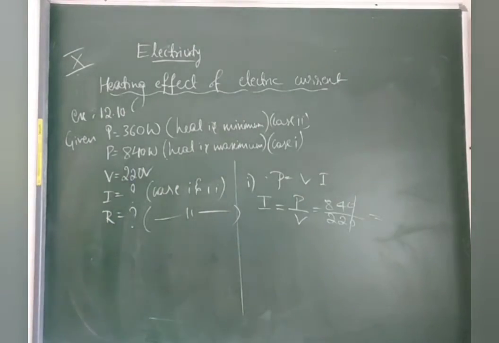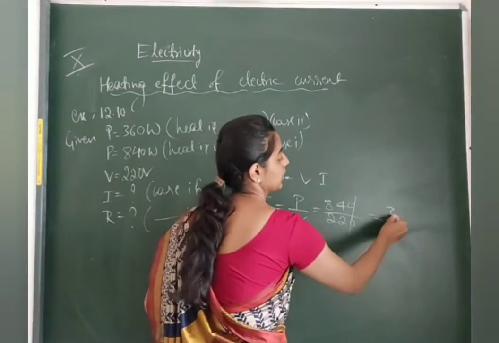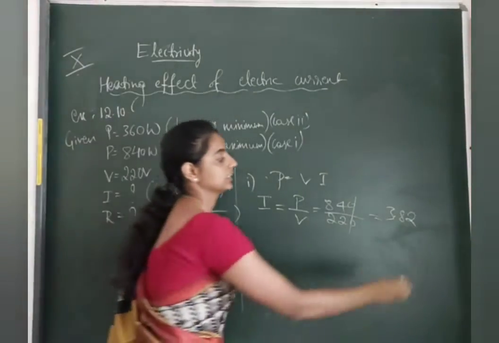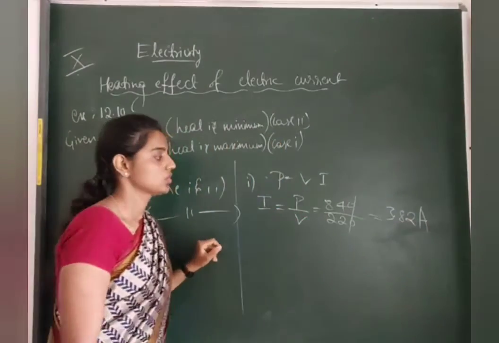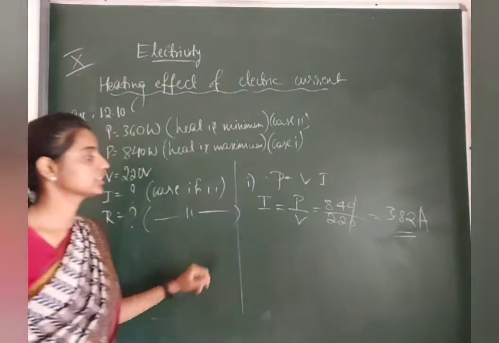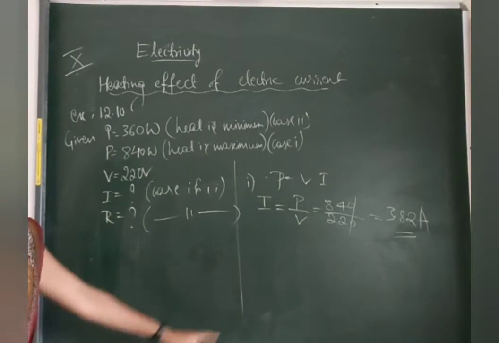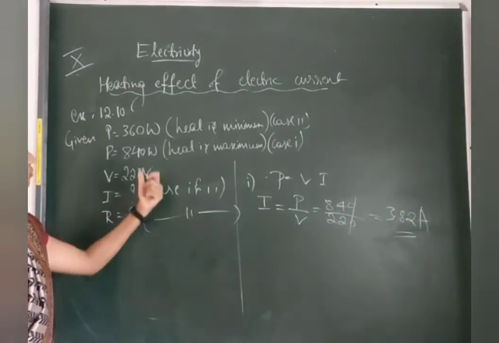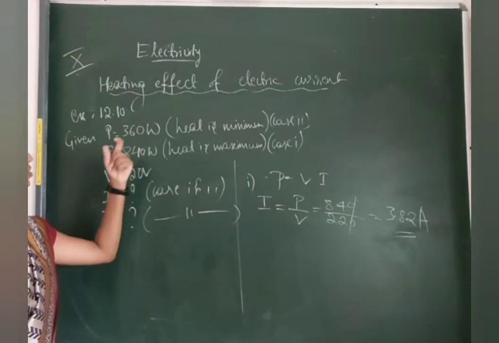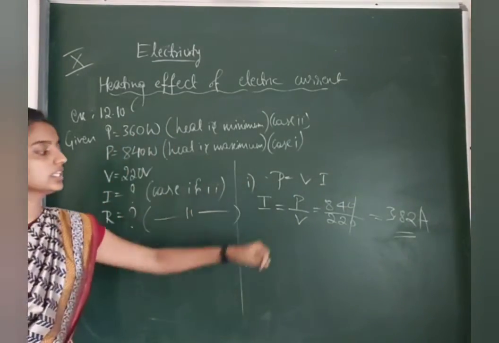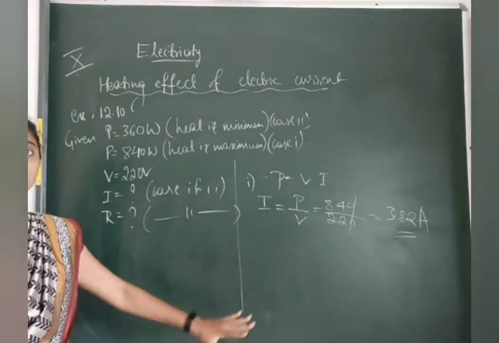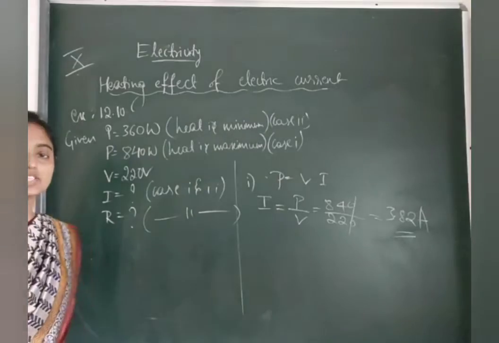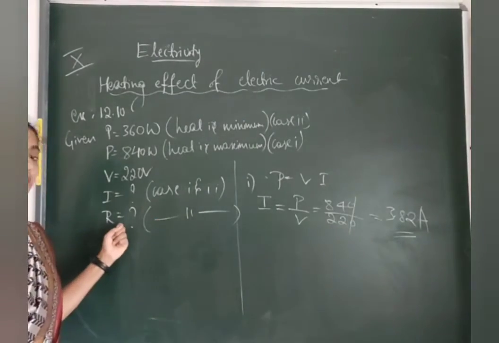So next we will get 3.82 as the answer. And what is the unit for current? That is nothing but ampere. So 3.82 ampere is the answer for I. In the similar way, you need to do it for case 2 also. It is 360 divided by 220. Only for one I will do, and you need to solve for the second case. Clear? So after this, what we need to find out in each case, we need to find R also.